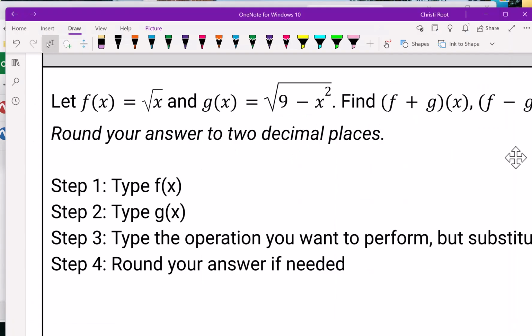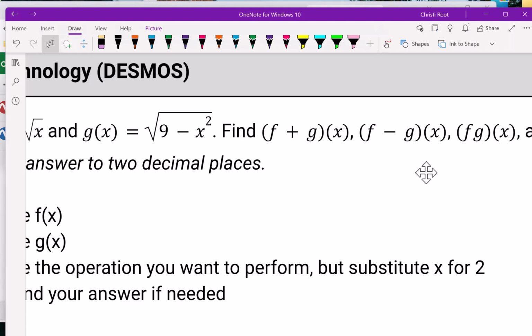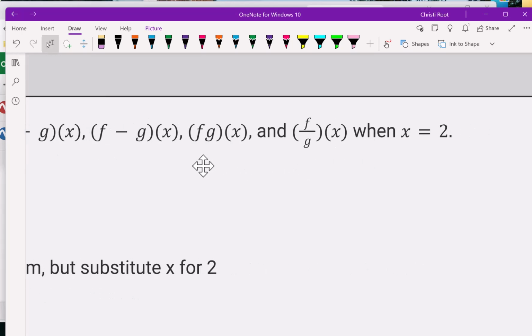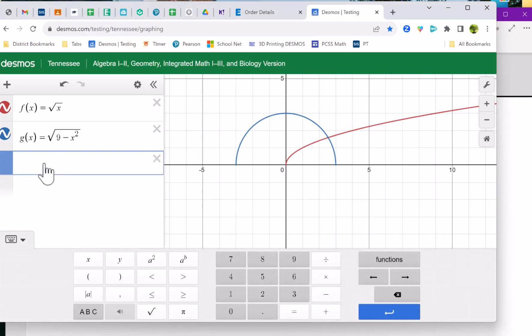Now look at your notes again. So your notes say, find f plus g of x. Now y'all know how to do that, but your notes is asking you to do like all of these things, but they say when x equals 2. When x equals 2. So go back to Desmos again. And you're going to have to tell Desmos to plug in a 2. How do you do that?